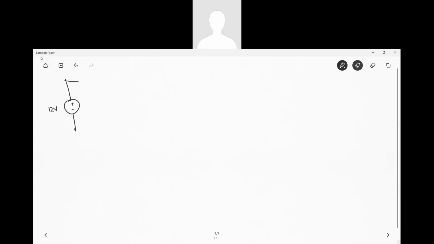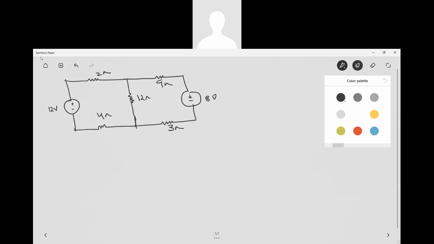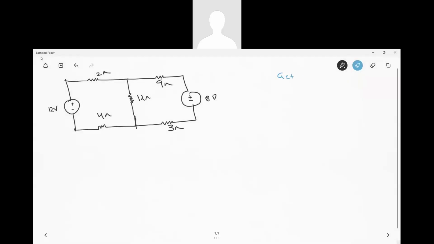Plus minus. This is your resistor 2 ohms, right? This is your 12, and this is your 4 ohms. Okay, this is your 4 ohms, this is your 12 ohms. So this is your 9 ohms, and this is your plus minus 8 volts. This is your 3 ohms. Okay, so this is 9 ohms, this is 3 ohms. Get the value of I1 and I2. Okay, get the loop currents. Get I1 and I2. So, how do you go about this?